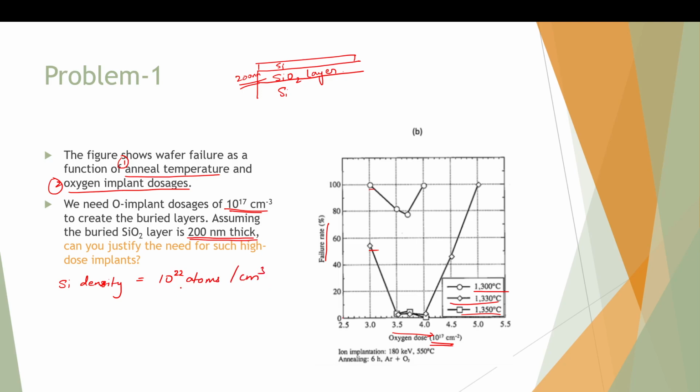If you just Google it on the internet, you will get something like 2 point something grams per centimeter cube. So this number is in grams per centimeter cube. You know this, and then you know the molecular weight of silicon. From that, you can get the number of atoms per centimeter cube. So this is like 1 mole per centimeter cube, and 1 mole has 2 point so many grams, right? Using that relation, you can get the silicon density in terms of atoms per centimeter cube.